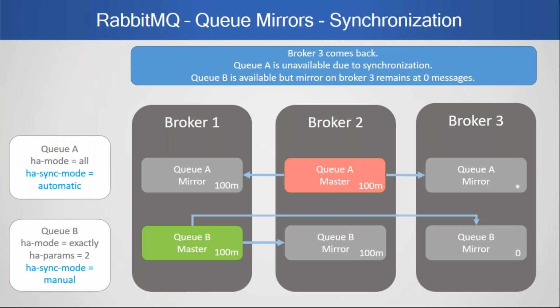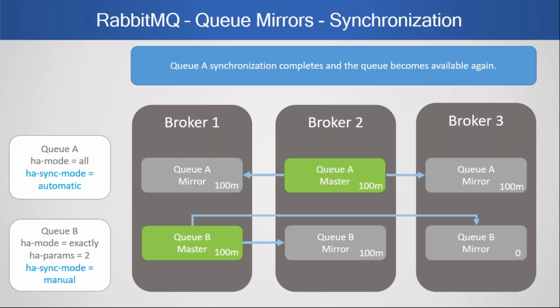Whereas the second queue, QB with manual mode, is quite happy. It's still available. We've really only got a redundancy of 1 for the existing messages, but we can continue to receive messages without a problem. And sometimes availability is better than data redundancy, because if you're in a situation where publishers can't really do anything else except drop the messages, then availability is better. And then finally, maybe a few hours later, the synchronization is finished and QA becomes available again.